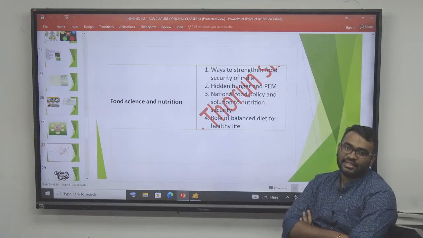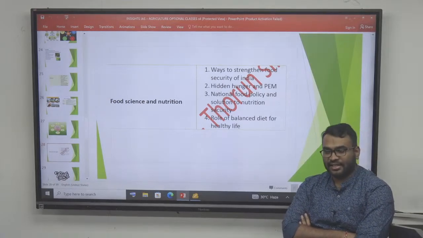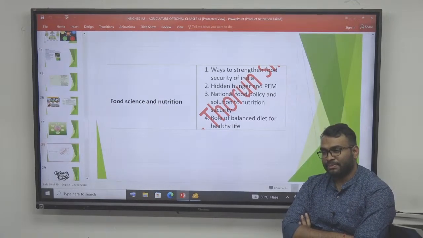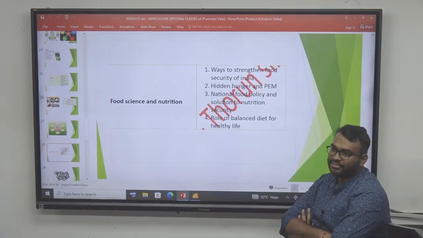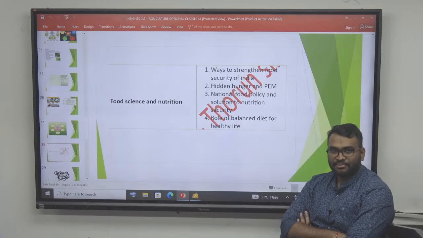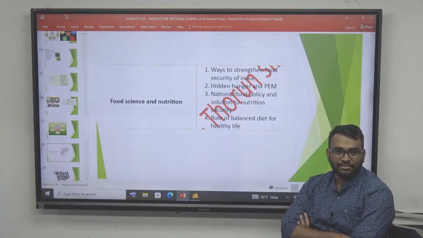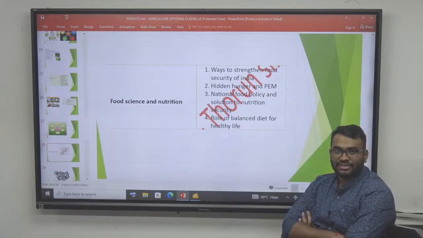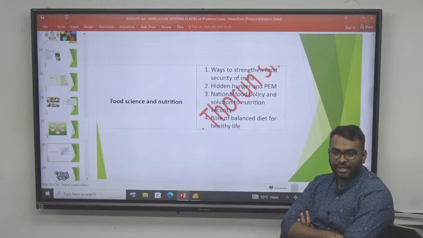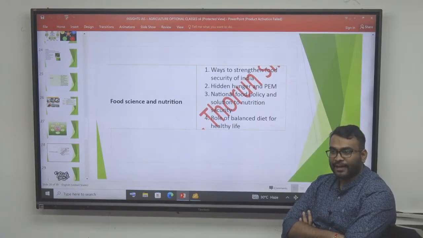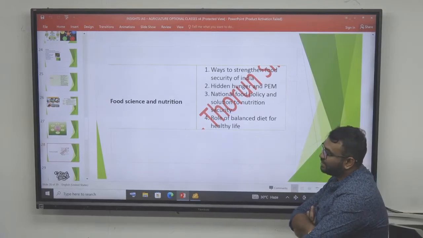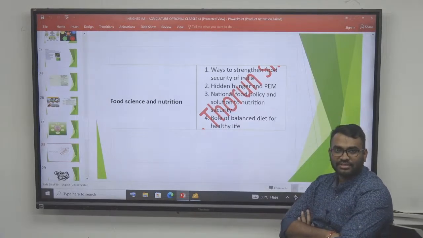Next one is hidden hunger and PEM. So hidden hunger is micronutrient deficiency. Usually focus is provided on carbohydrates and sometimes of course pulses, that is basically protein and fat. But essentially micronutrients are not given that much significance. So because of this we have a condition called hidden hunger. Outside, just by looking at a person, he might look healthy, but essentially the physiology of that person is not healthy, correct? So that is hidden hunger. So the reasons for that and ways to overcome them are important.